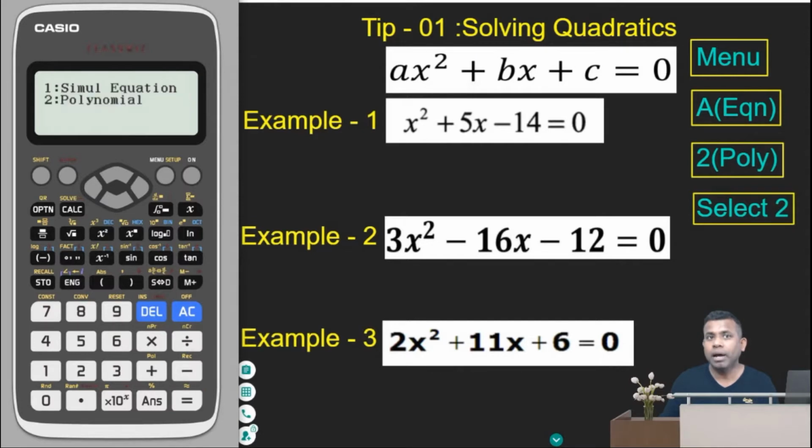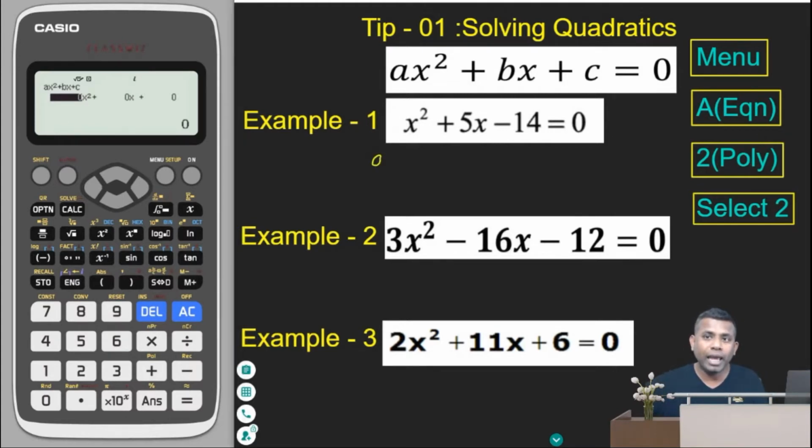If you press the equal sign, you will get the options simultaneous equation or polynomial. You choose number 2 and it's asking for the degree, so you select degree 2, which is the quadratic equation. It's very easy to give the coefficients and get the answer. In this question, the coefficient A is equal to 1, B equal to 5, and C equal to minus 14.